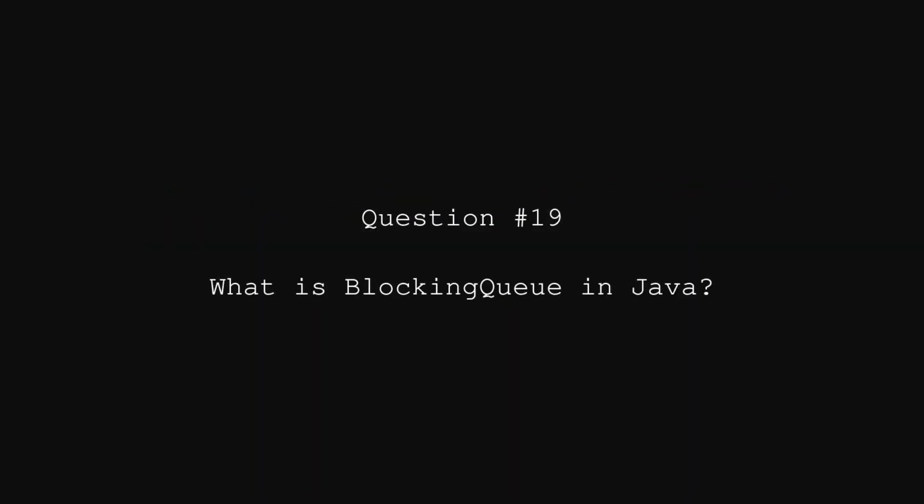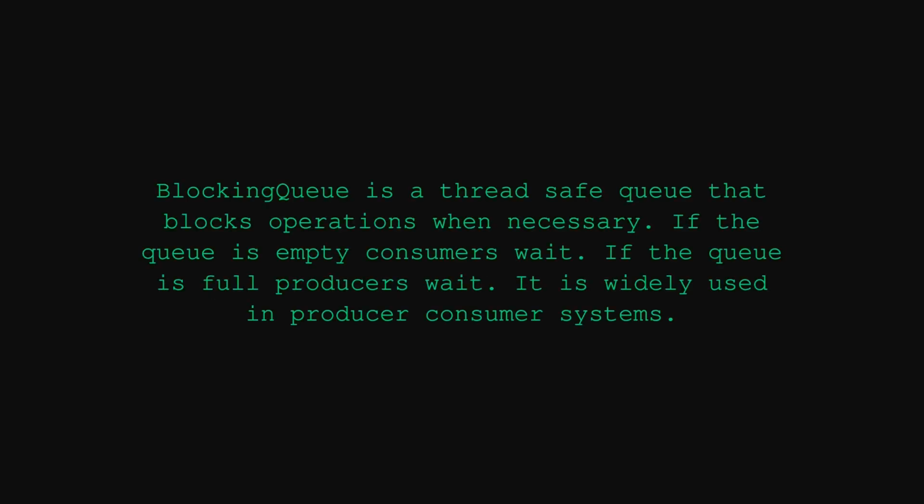Java interview question. What is BlockingQueue in Java? BlockingQueue is a thread-safe queue that blocks operations when necessary. If the queue is empty, consumers wait. If the queue is full, producers wait. It is widely used in producer-consumer systems.